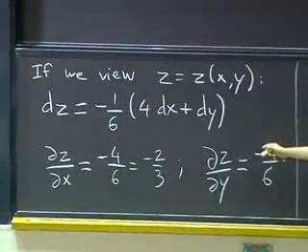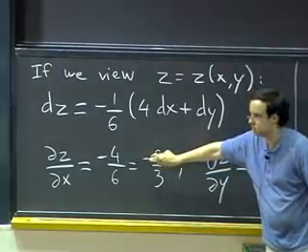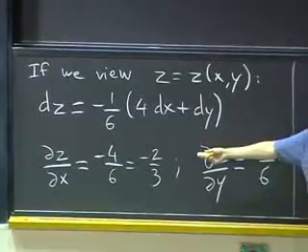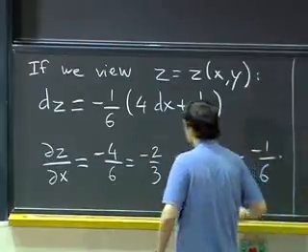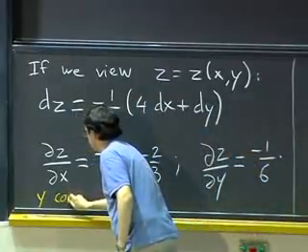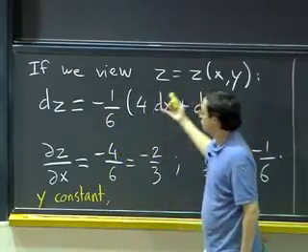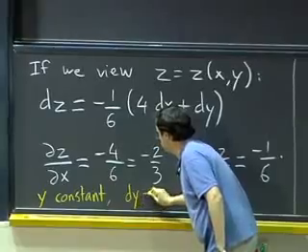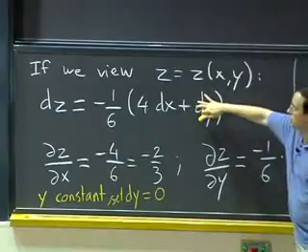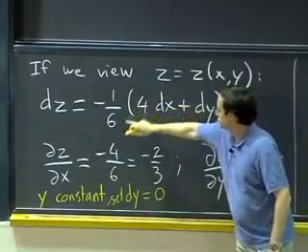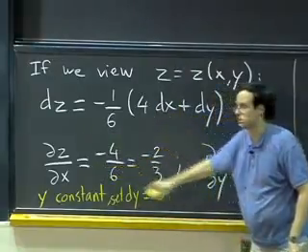Okay. Another way to think about this: when we compute partial z over partial x, that means that we keep y constant. So here that means we keep y constant. And if we keep y constant, another way to think about it is we set dy equals 0. So if we do that, we get dz equals negative 4/6 dx. And that tells us the rate of change of z with respect to x.